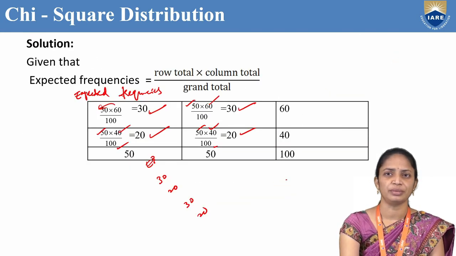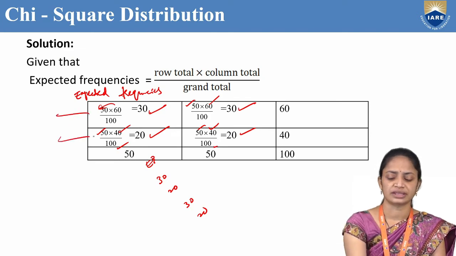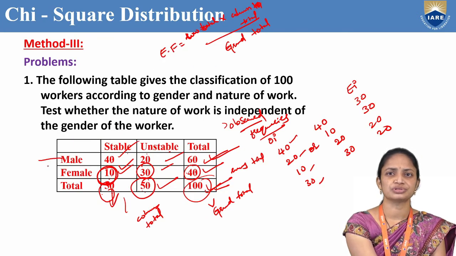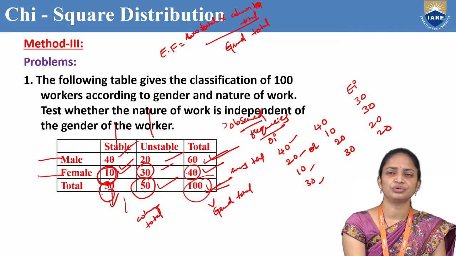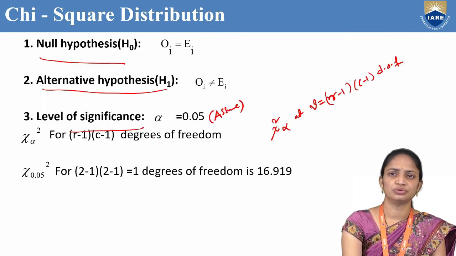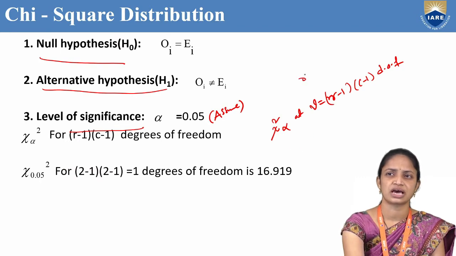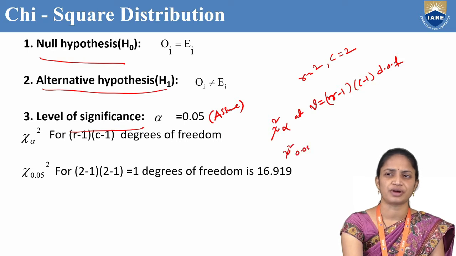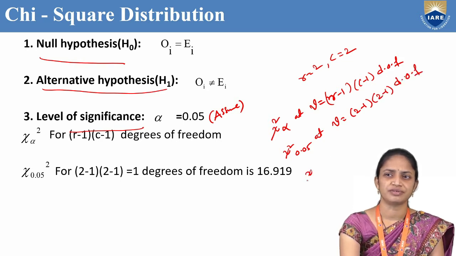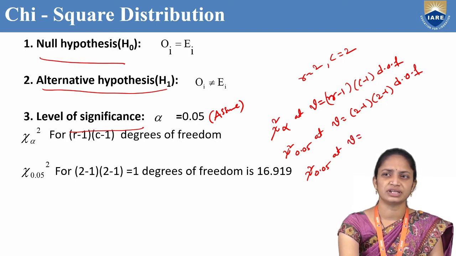So here how many rows are there? Only 2 rows are there in the question. How many columns are there? 2 columns are there. So 2 rows and 2 columns. So this is chi-square 0.05 at nu equal to 2 minus 1 into 2 minus 1 degrees of freedom. 2 minus 1 is 1 and 2 minus 1 is 1. 1 into 1 is 1. So nu equal to 1 degrees of freedom.